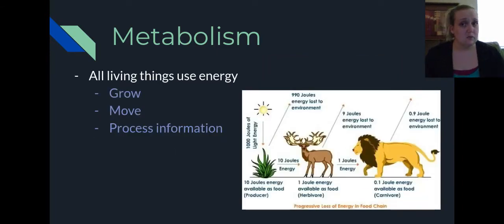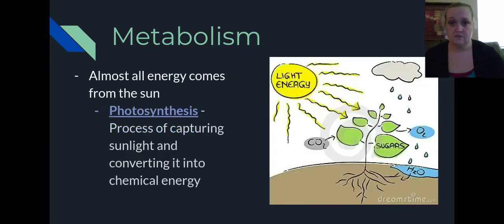Metabolism also deals with energy use. All living things use energy for three things: to grow, to move, and to process information. No matter what type of organism we have, everything grows, everything moves in some way, and also they are processing stimulus from their environment. All energy comes from the sun. Almost all energy comes from the sun. Some comes from chemicals, and we'll talk about that later this semester.